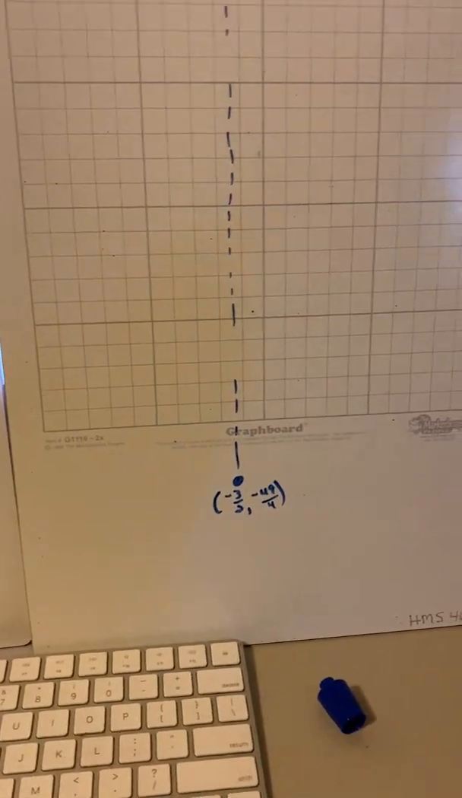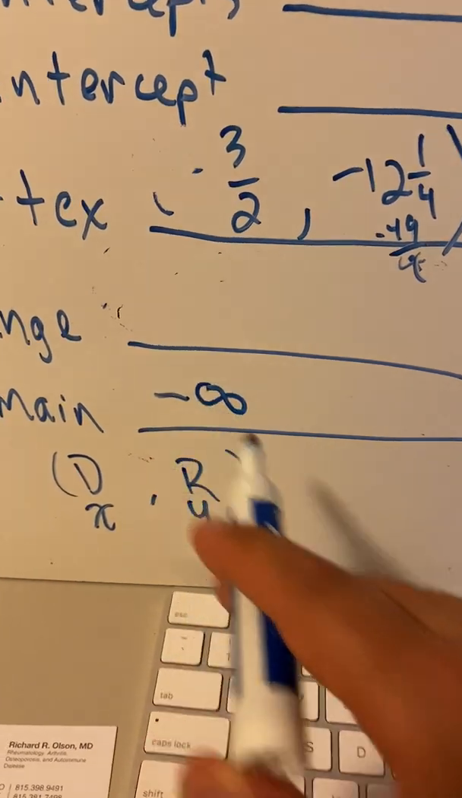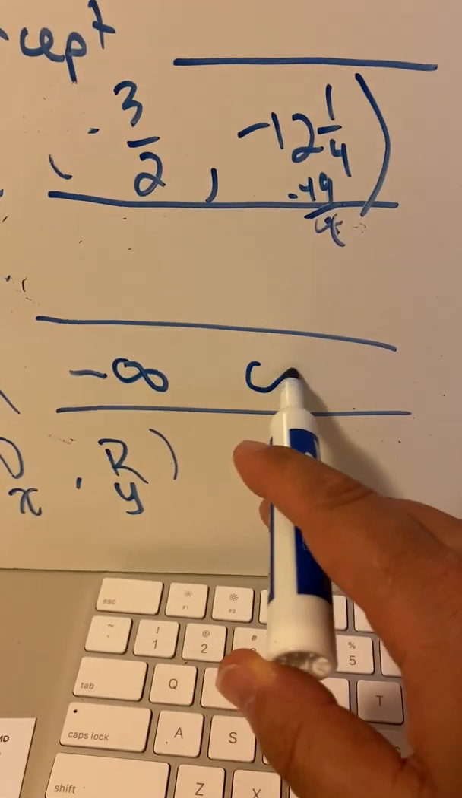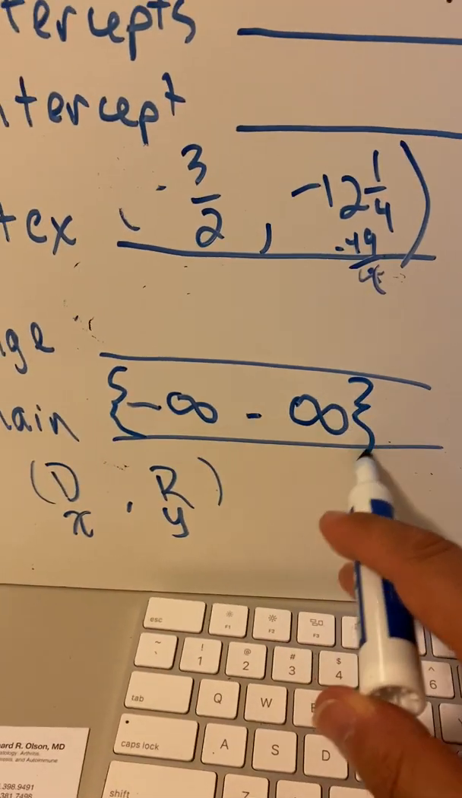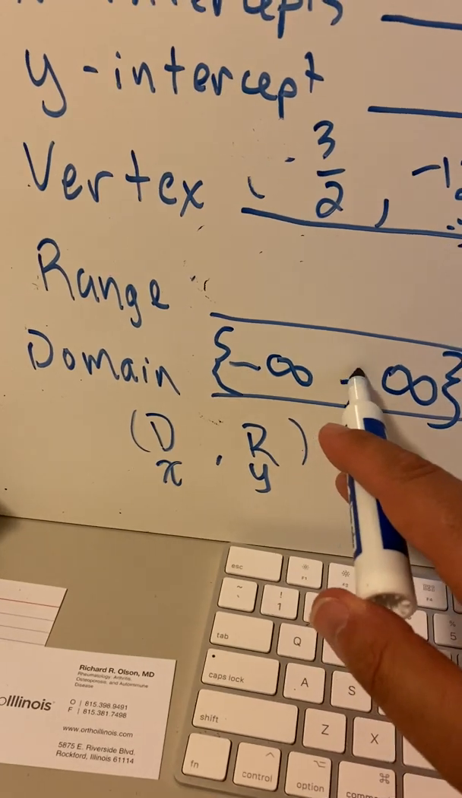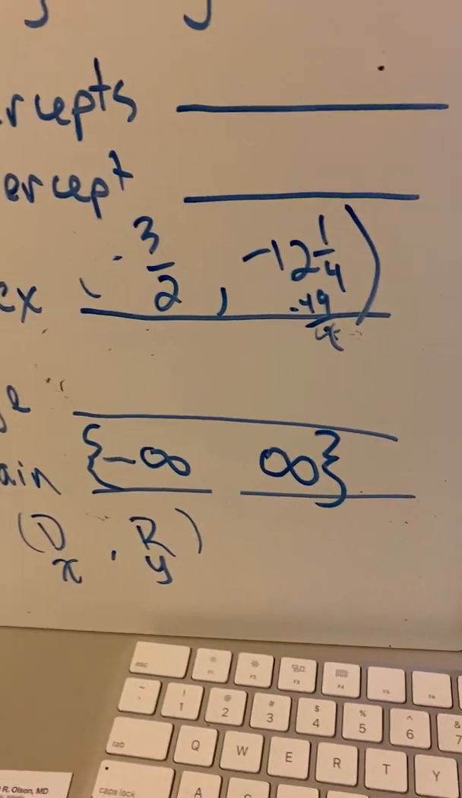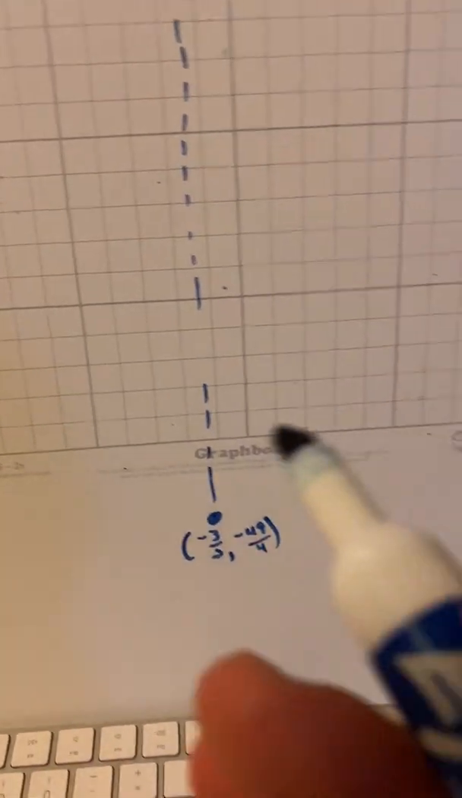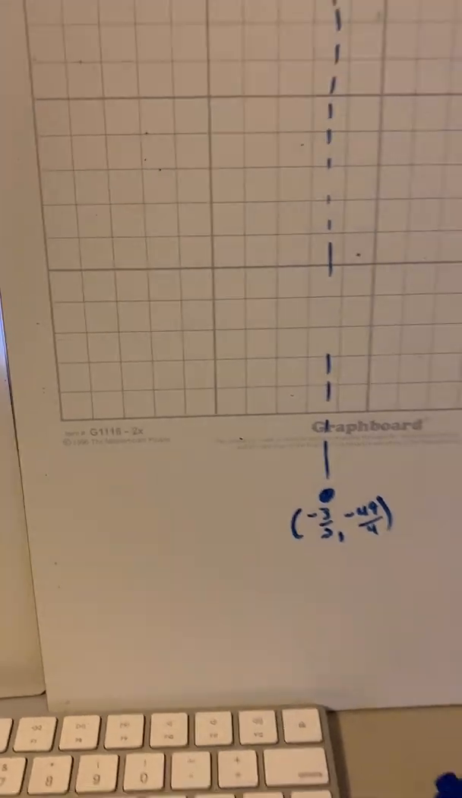Anything positive, anything negative. So your range is anything negative infinity and anything positive infinity. That's the range of your answers for this problem. Negative infinity to positive infinity. Your x values could be anything on this graph because you can plug anything you want in for the x.